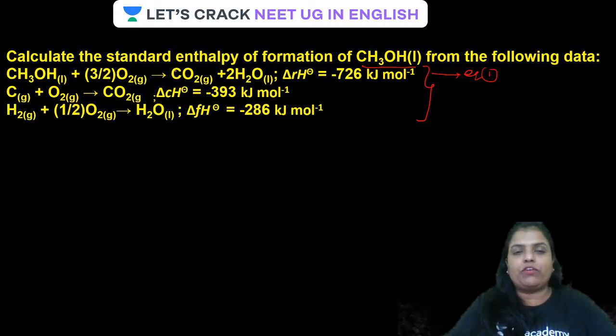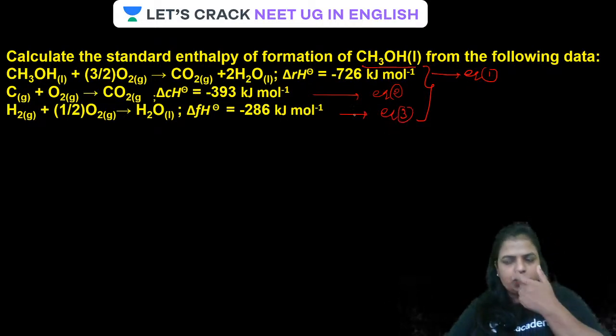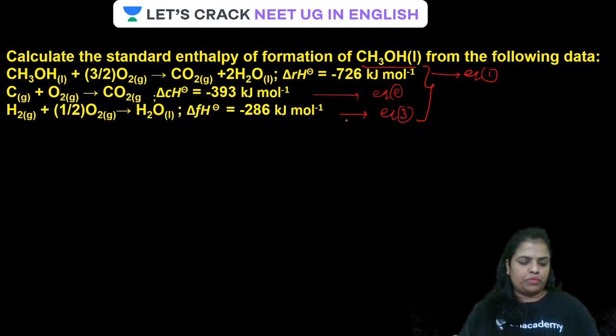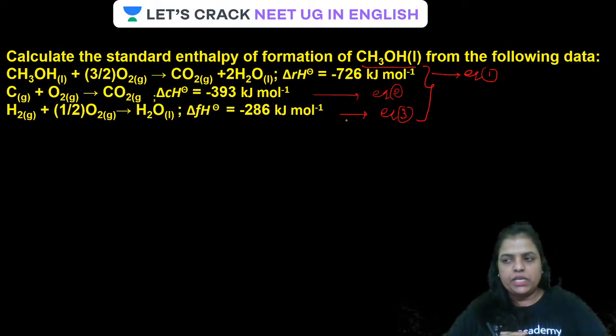We know that the products of combustion are carbon dioxide and water. This is the heat of reaction for combustion of methanol. Now the second one is combustion of carbon. Let it be equation 2. The third one is combustion of hydrogen. This is equation 3.